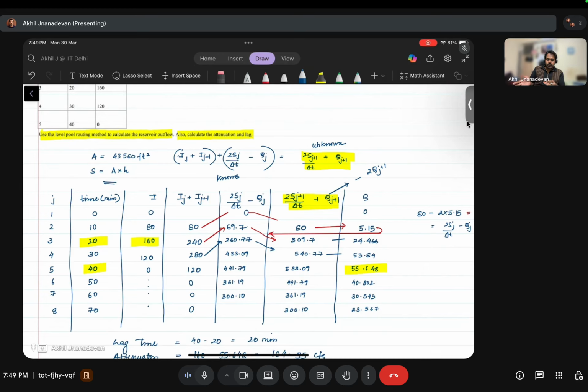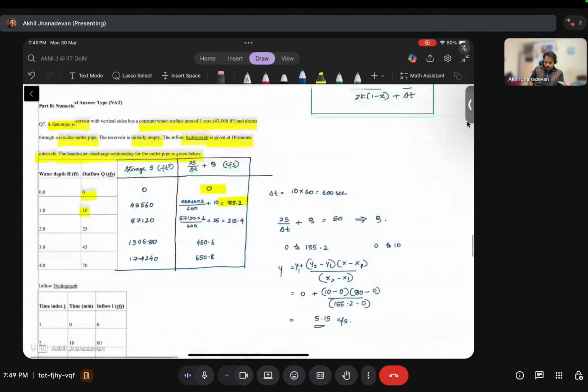Okay, so this is how we route the outflow hydrograph with the help of the inflow hydrograph, that is a flood wave coming to the reservoir which is initially empty, and how we get the outflow hydrograph. Okay, so I hope this is clear.